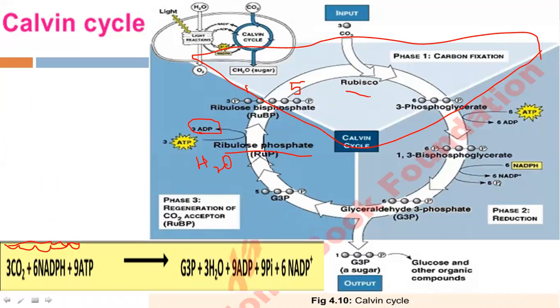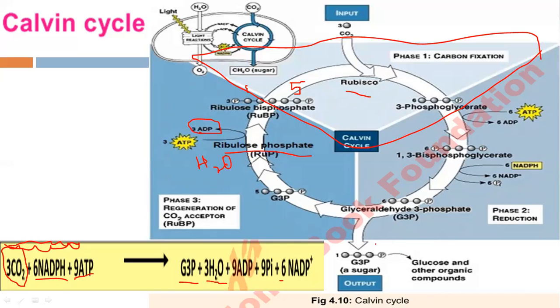If we see its overall reaction, we can see that it takes 3 molecules of carbon dioxide, which utilize 6 NADPH molecules and 9 adenosine triphosphate molecules, and then we get G3P, 3 H2O, and from 9 ATPs we get 9 ADP and 9 inorganic phosphates, and from 6 NADPH we get 6 NADP. So energy utilization is there, not energy formation.